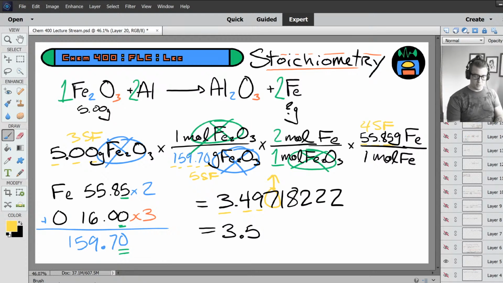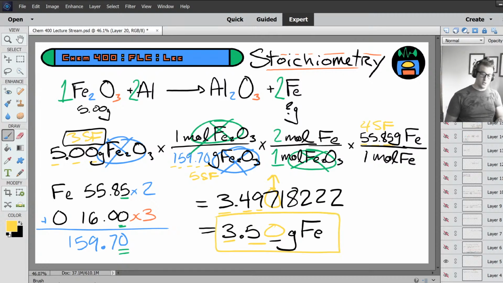after rounding. The problem is this only has 2 sig figs, and I need 3. So we've got to add a 0 here to get the correct number of significant figures. Then we add our units, grams of iron, and that is my correct answer, the correct units, and the correct sig figs. This is the answer for part B. This is our theoretical yield.